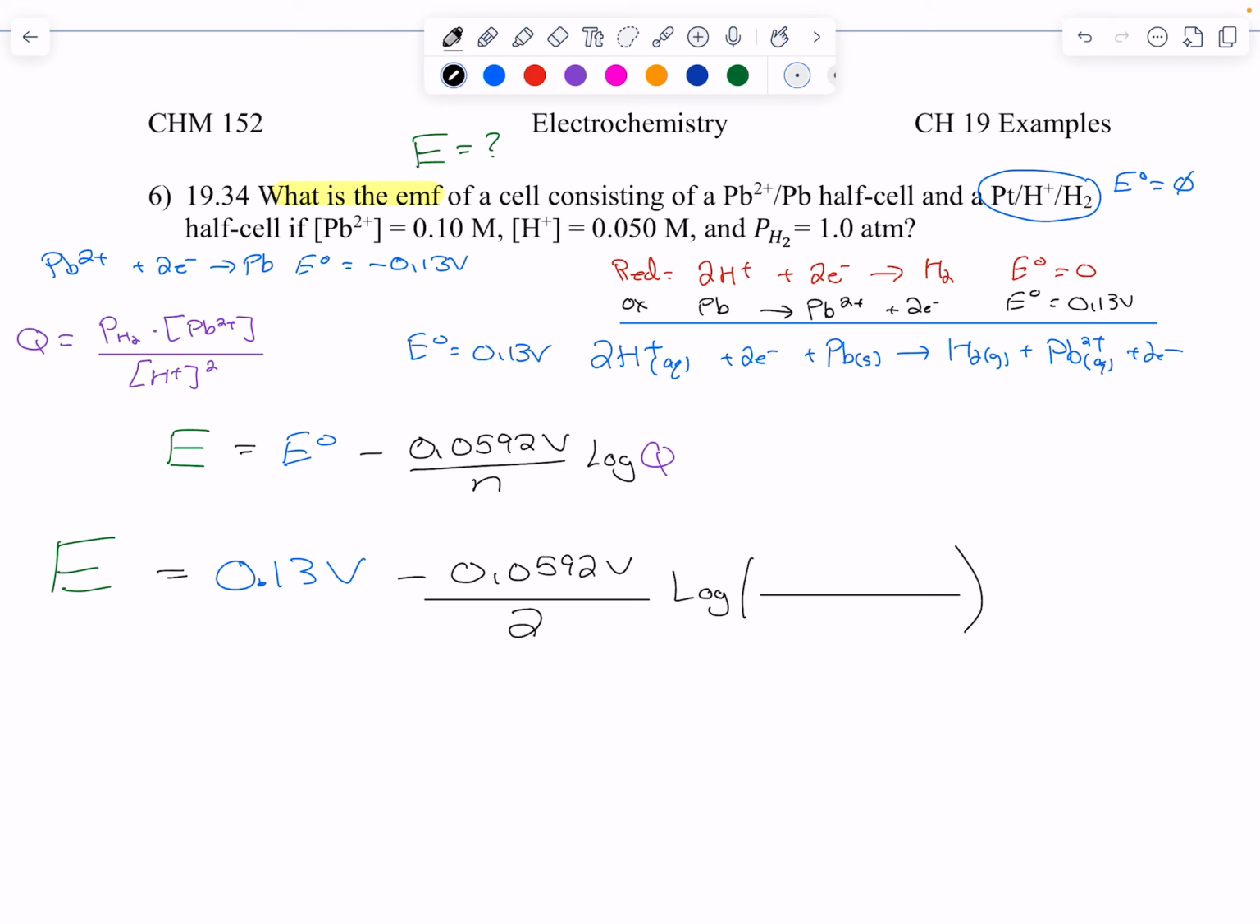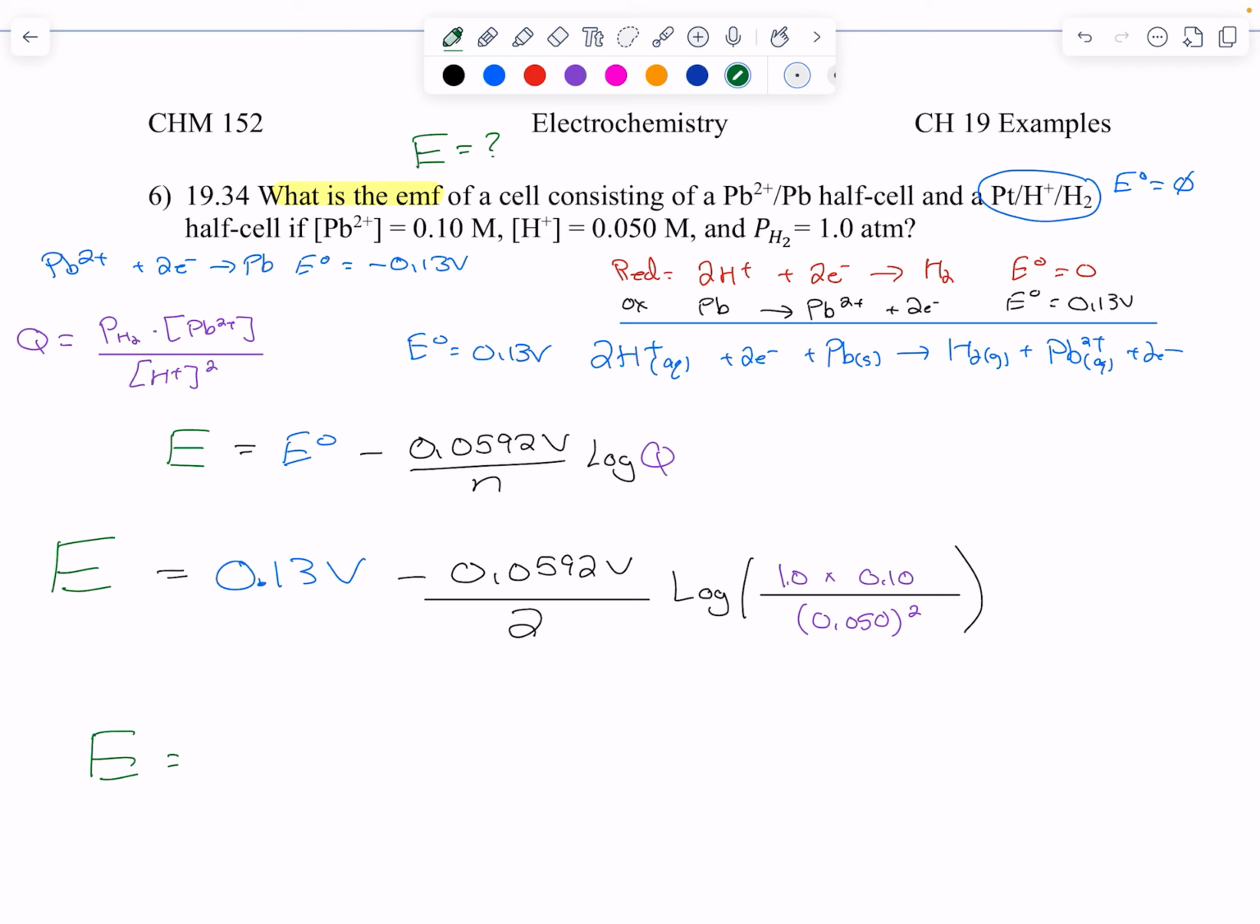Pressure of H2, 1. How nice. 1.0 times the concentration of lead, which is 0.1, and hydrogen is 0.050 squared. All right, let's solve for E. So what do we got here? 0.13 minus 0.0592 divided by 2 times the log of 0.1 divided by 0.05 squared.